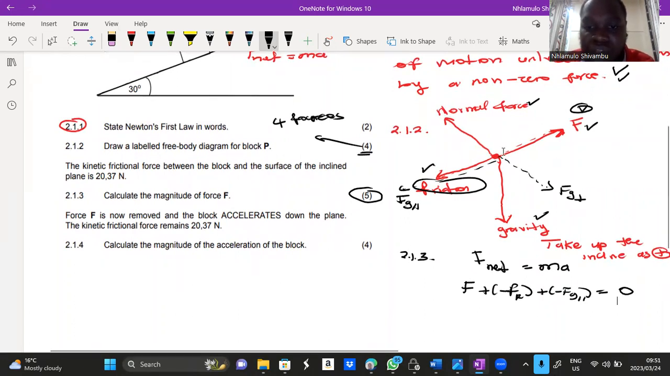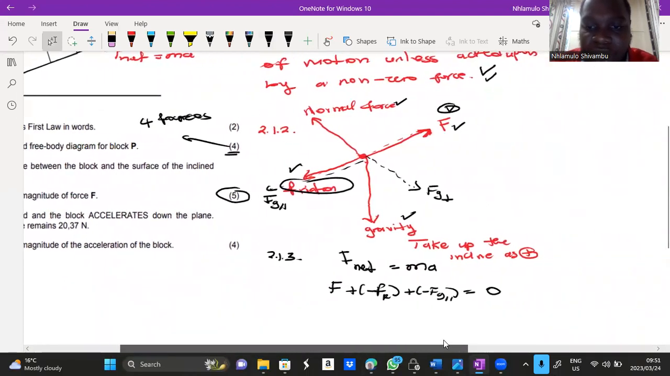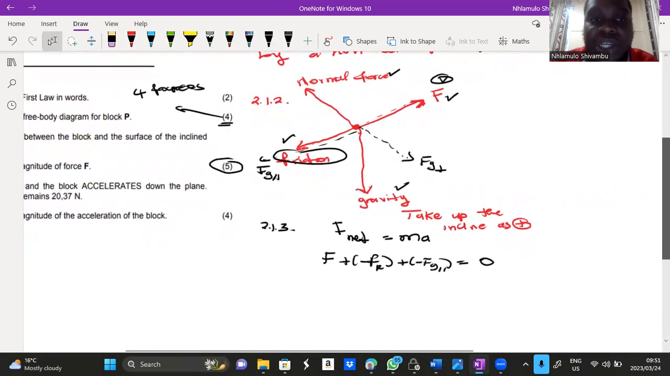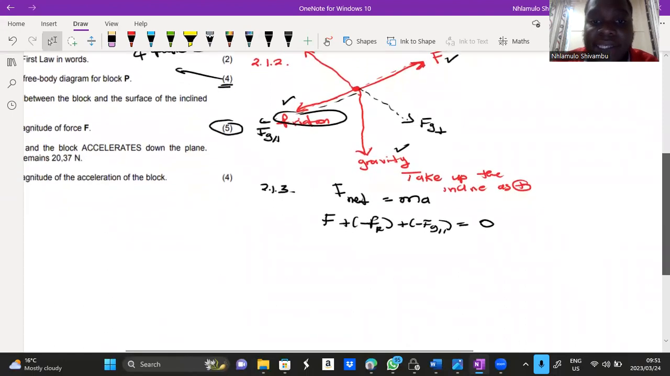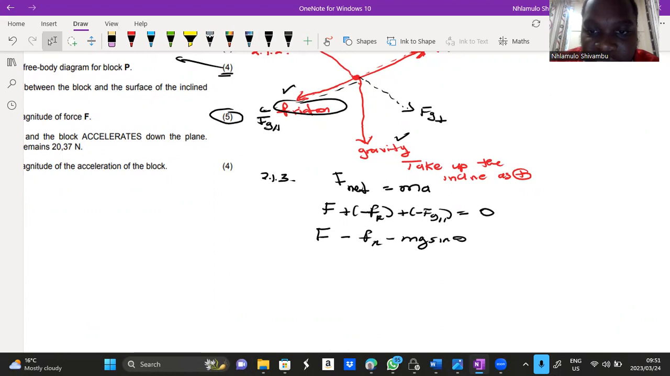And then all we need to do now is to substitute the values, right? So what I'm going to do here, I'm just going to expand until the last degree, and then I'm going to perform my substitution. So I usually do this so that my work is well presented. So here we're going to have the F applied, which is the unknown. We're going to have minus Fk, and then we're going to have mg sine of theta. So this is the formula to calculate the parallel component of the weight, equals to 0. And now that I've expanded until the last degree, what I need to do now is to substitute the values.